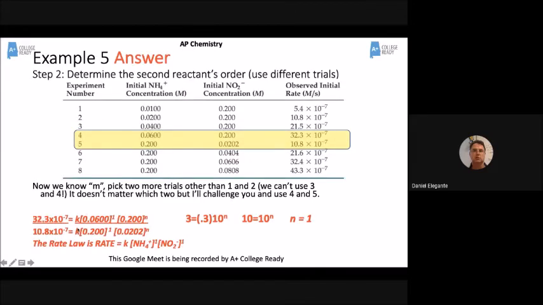So we can get rid of these Ks. This is 0.06 over 0.2. So we can do the math and get that the change in rate is basically 3. The change in concentration is basically 0.3. And the change in concentration here is 10. And once you do all that math, you get that N is equal to 1. So in other words, it's first order with respect to NO2, first order with respect to NH4.